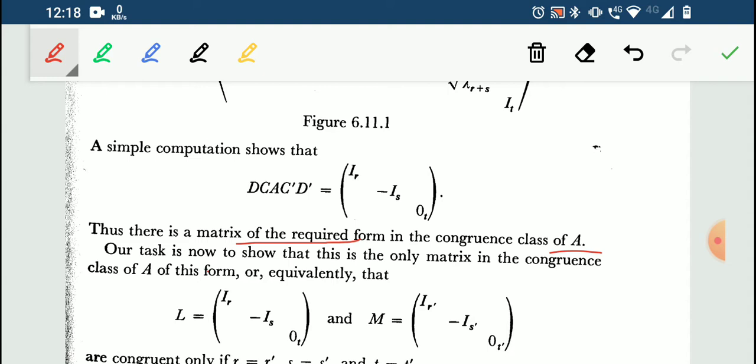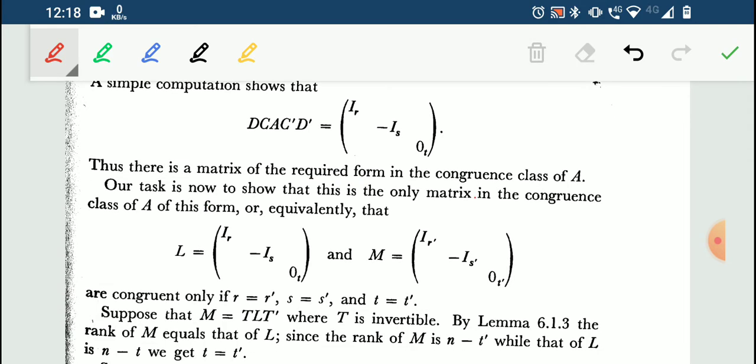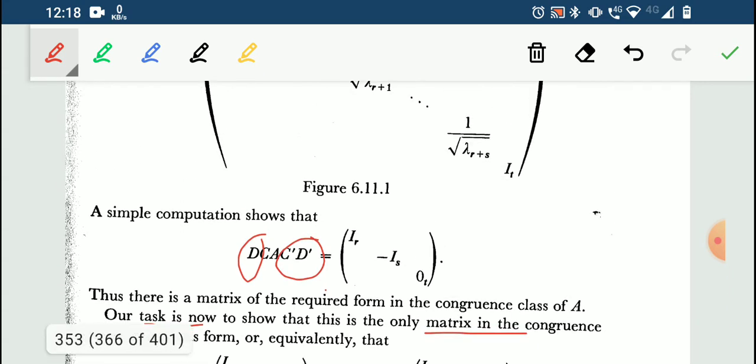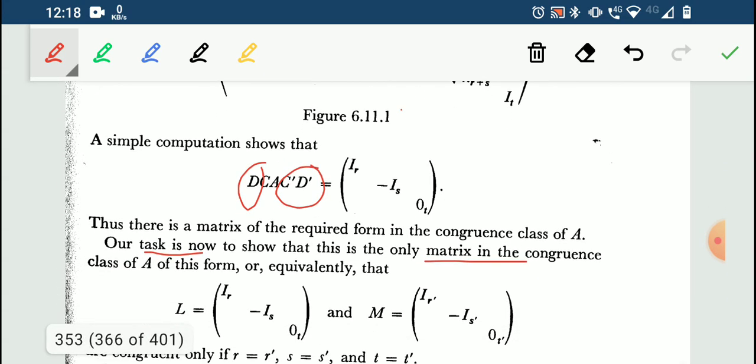So till now we have just proved there exists some matrix of this kind. Now what is our task? Our task is now to show that this is the only matrix in the congruence class of A. That is to say, it does not depend on your D, C, or C dash, D dash, or any other element you take. It only depends on the rank and signature of the matrix A itself. You can have different D, C or T, but you'll have the same kind of matrix.